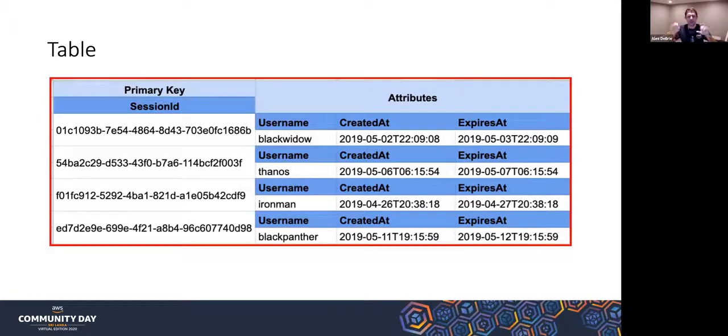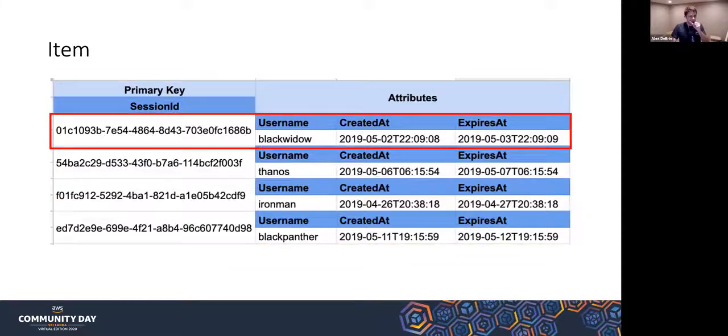If you look at all this data together, this is going to be called a table, right? So this is going to be similar to a table in a relational database, or maybe a collection in MongoDB, if that's what you're more familiar with, but it's all your data together. If you look at an individual record, that's going to be called an item. So one record is going to be called an item, comparable to a row in a relational database or a document in something like MongoDB.